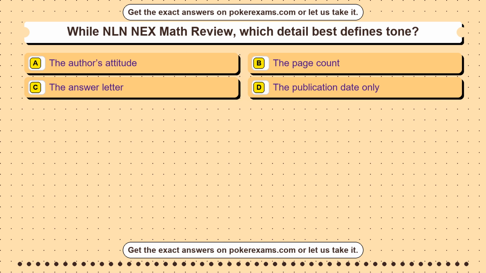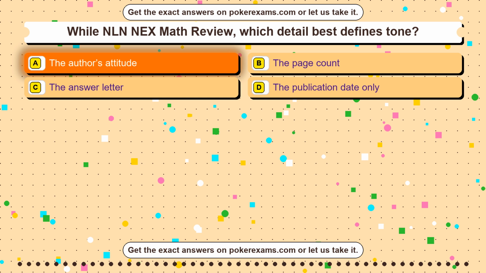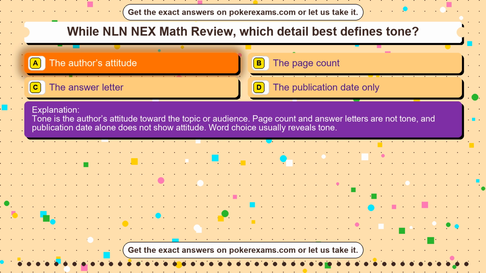Question 37. While NLN NEX Math review, which detail best defines tone? Option A. The author's attitude. Option B. The page count. Option C. The answer letter. Option D. The publication date only. The correct answer is option A. The author's attitude. Tone is the author's attitude toward the topic or audience. Page count and answer letters are not tone, and publication date alone does not show attitude. Word choice usually reveals tone.